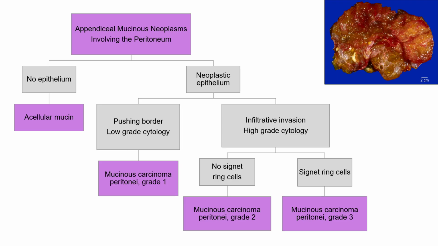Here we can see an algorithm for classification of appendiceal mucinous neoplasms involving the peritoneum, similar to what we used for localized appendiceal neoplasms. The first thing we assess in this particular algorithm is whether or not epithelium is present. If epithelium is absent, we will render a diagnosis of acellular mucin. If neoplastic epithelium is present, then we need to distinguish between low and high grade disease. So we're going to start out by talking about acellular mucin.